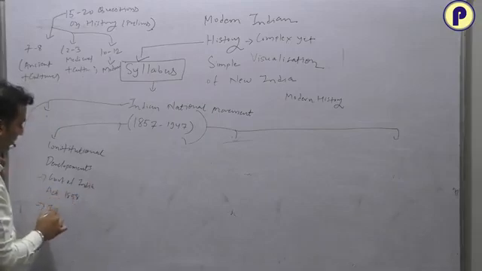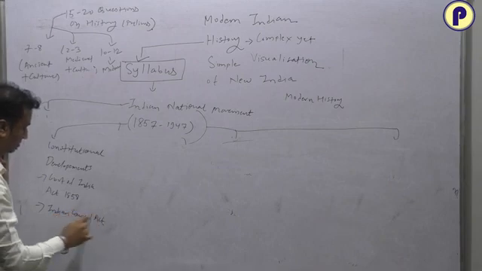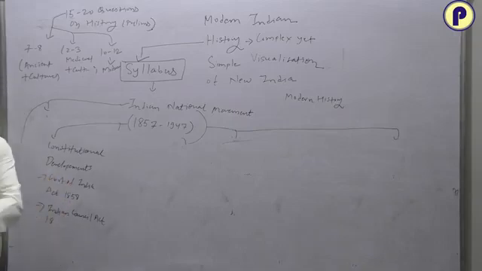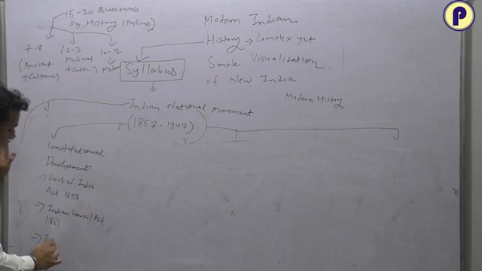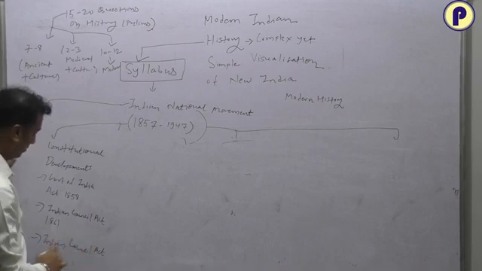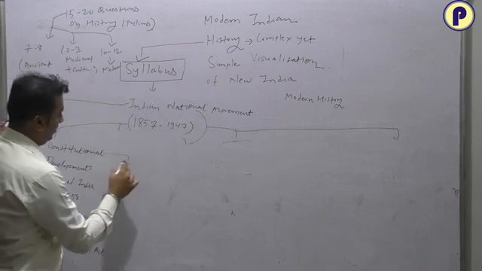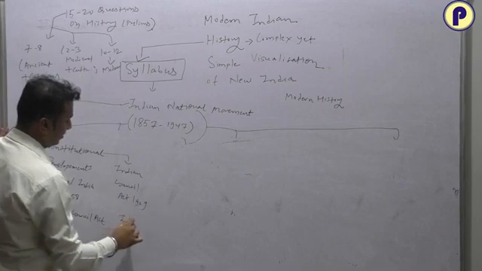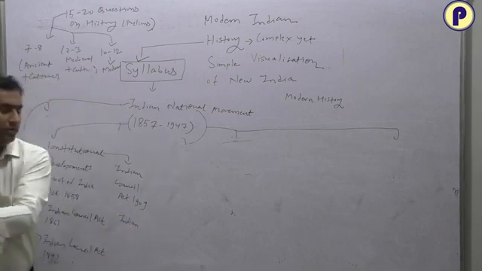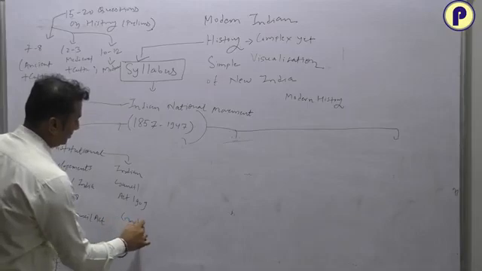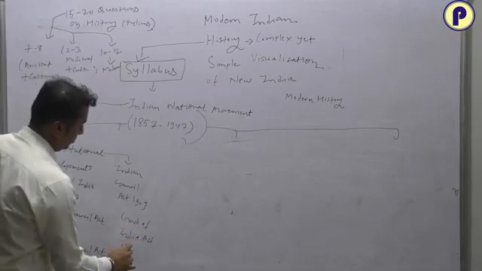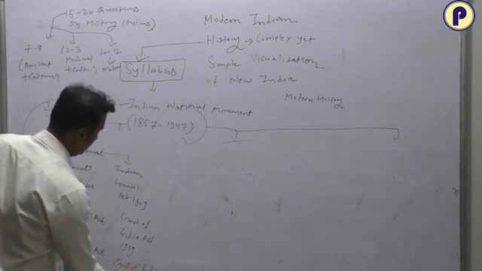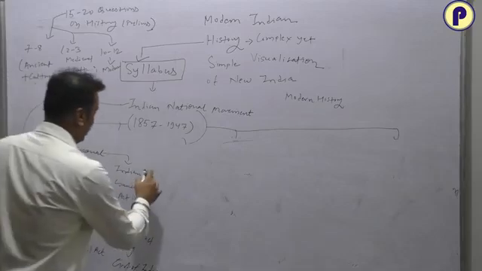(1858), Indian Council Act 1861, then we have Indian Council Act 1892, Indian Council Act 1909, Government of India Act 1919. Right? We have Government of India Act, and then Government of India Act 1935.